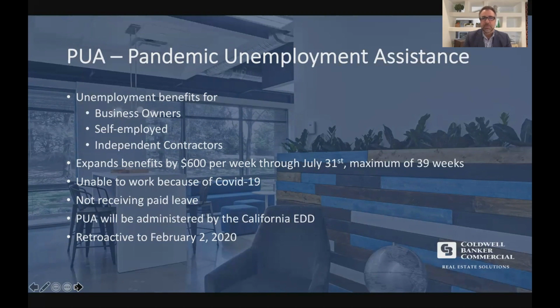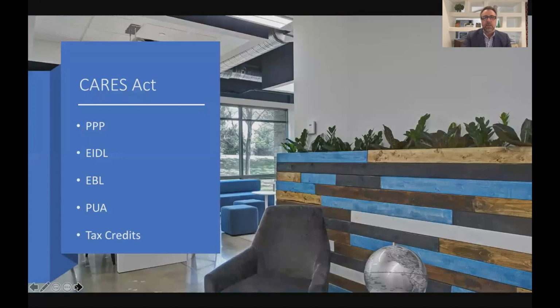It expands benefits up to $600 per week up through July 31st for a maximum of 39 weeks. This is meant for people who are unable to work because of COVID-19. They're not currently receiving unemployment benefits or paid leave from an employer. And this can be retroactive back to February 2nd, 2020. So with that, we've covered the main programs that we work with our tenants and our clients with to help them through this difficult period.